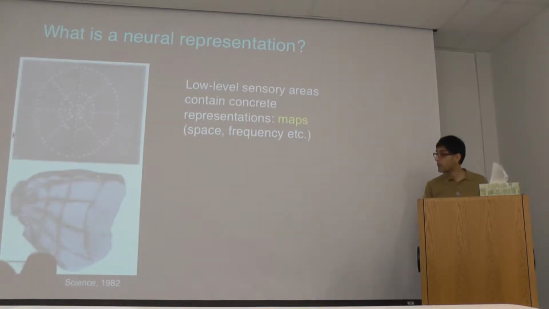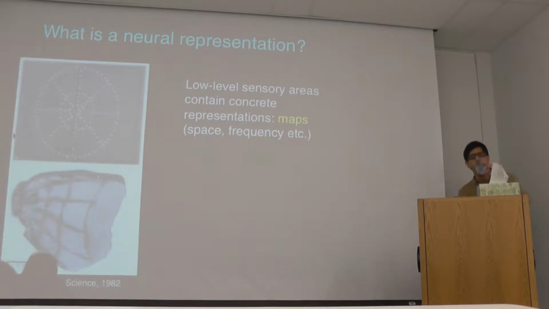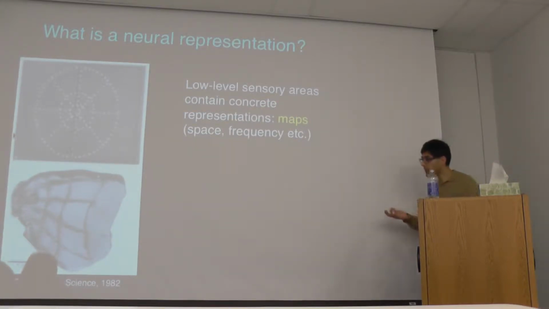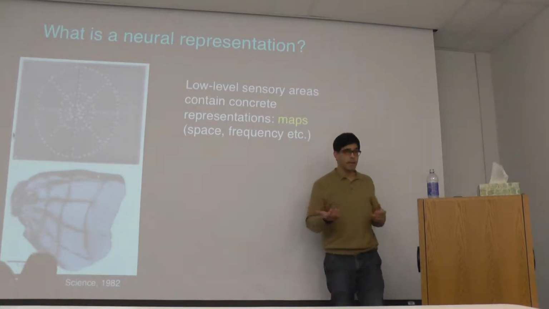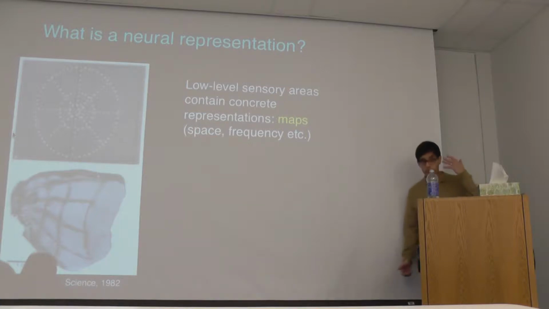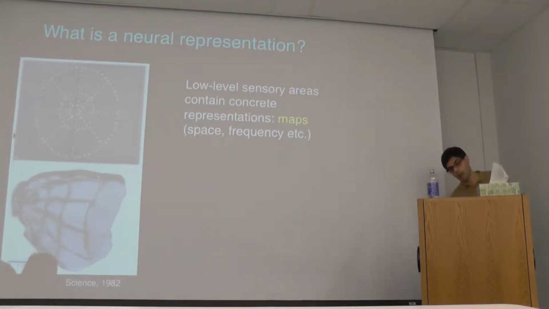So this is a type of neural representation. And it's literally a map. So these low-level sensory areas literally contain maps of the world. In this case, a visual map of the world. In your auditory brain, you've got an auditory map of the world, sort of. You've got a map of your body in your somatosensory cortex.